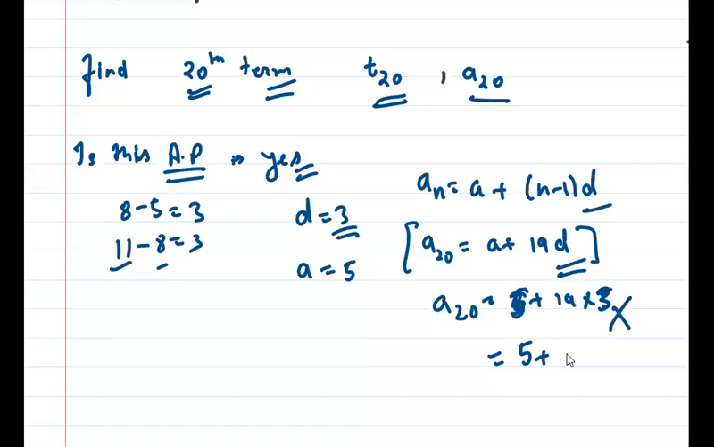So it is 5 plus 19 into 3. Now it is easy. 19 into 3 is equal to what? 57 plus 5, 62. That is the answer. Yes or no?